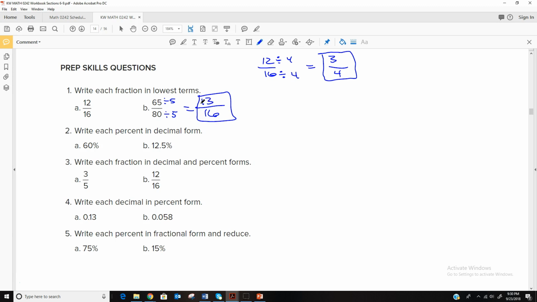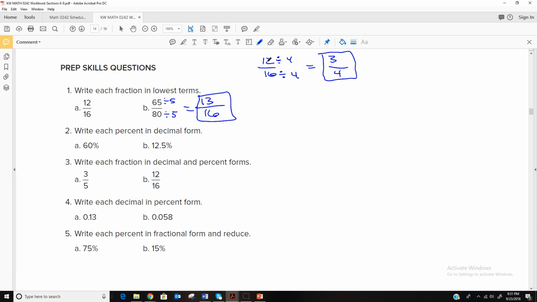If you ever want to double check, if you've made any sort of error, you could always take the top number and divide it by the bottom number, see what you get, and then go back to your original fraction, 65 divided by 80, and see what you get. Compare the decimals that you get. If you get the same thing, then you know you've done it correctly.